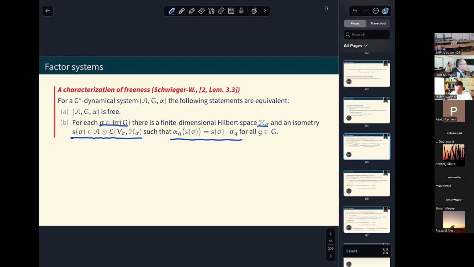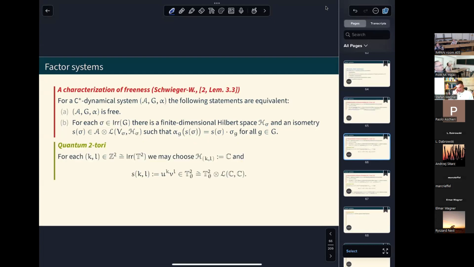Isn't it like an incarnation of strong monoidality? I mean, it's related, of course, because these are all equivalent characterizations. But the point really is here that you find this isometry. Yeah. I mean, before you had these isometric maps, but it's not necessarily the same thing. There's a finite dimensional Hilbert space H sigma and an isometry. Of course, yeah, I will help you a bit here.